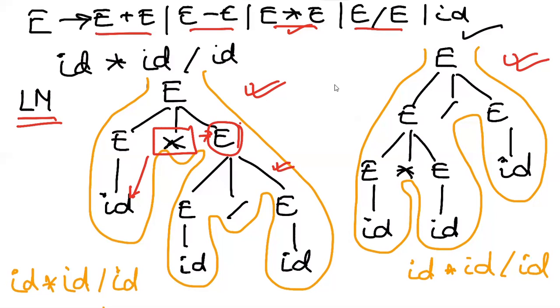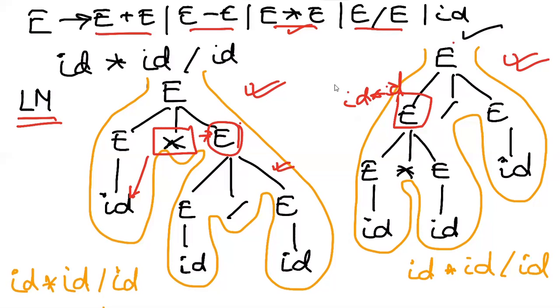So first what will be done is division. Whereas in the second parse tree that we have here, I have to first get E here. So to get E, first I have to do the multiplication. So here I will get ID into ID. So first multiplication will be done, and then the division will be done.